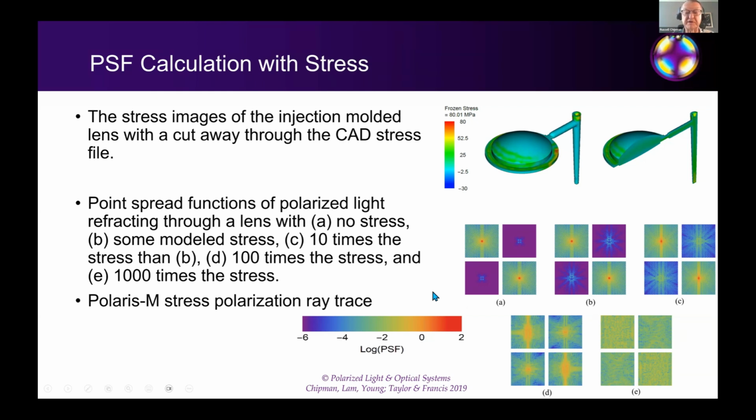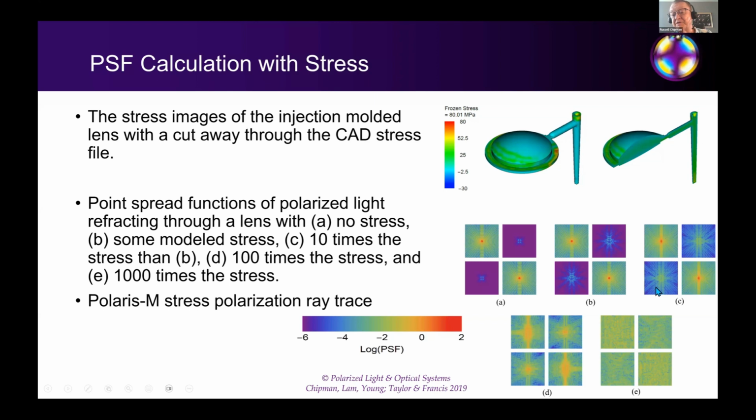If we then take the stress that we calculated and apply that, now we see that there's more light in these off-diagonal elements, and if you were to look closely, you would see that the quality of this image and its Strehl ratio has decreased. But for this level of stress, this is still a very acceptable point spread function, which is what we wanted to know. Because this is a simulation, I can put in 10 times the stress.